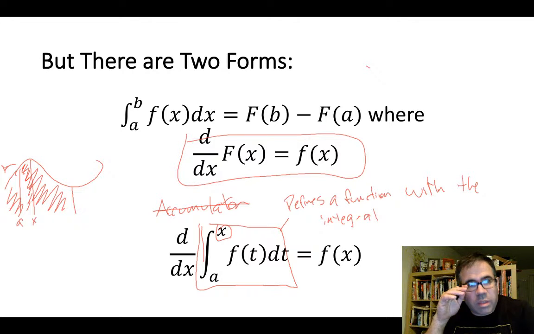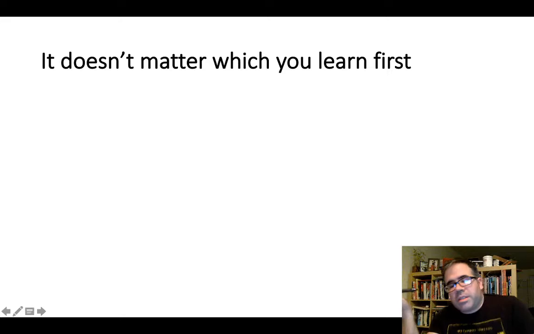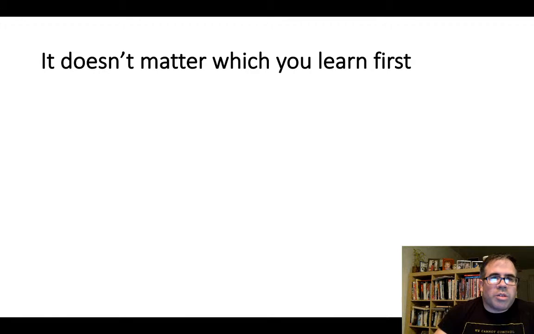Now, there are two forms, and you'll see in various books, one referred to as Fundamental Theorem of Calculus 1, the other referred to as Fundamental Theorem of Calculus 2. It doesn't matter which one you learn first. It only depends on the book. Whatever you learn first is the first fundamental theorem of calculus. Whatever you learn second is the second. It does not matter. And more importantly, you can get one from the other. Like if you know one, you know the other.